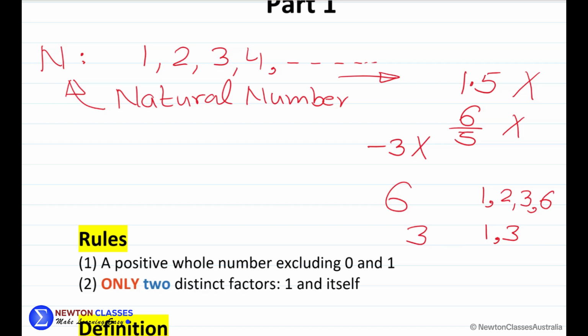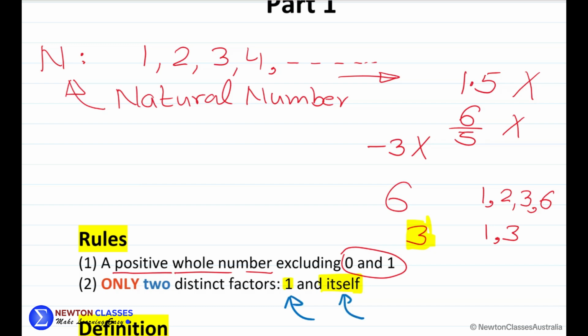So what is the key property of a prime number? It is a positive whole number excluding 0 and 1. Remember, we are not dealing with 0 and 1 in prime numbers. And the second property, we have only two distinct factors. What are those factors? The number 1 and the number itself. For example, 3 is a prime number, so I can divide 3 by only two numbers. What are those numbers? 1 and itself.